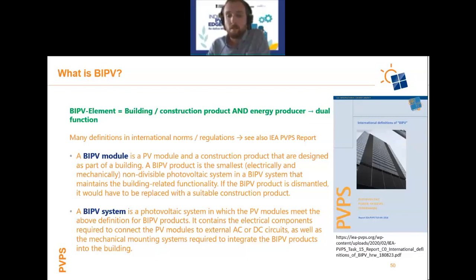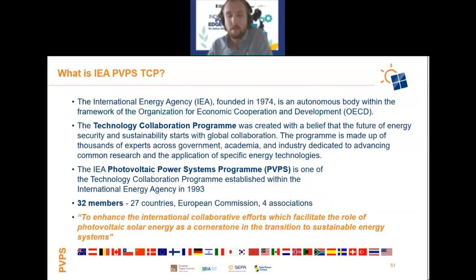What is important is that BIPV as a module, with its dual function and multifunctionality, serves as an integrated part of the building. And if a BIPV product is dismantled or removed from a built environment or from a building, it would have to be replaced by a suitable construction product. Next slide, please.